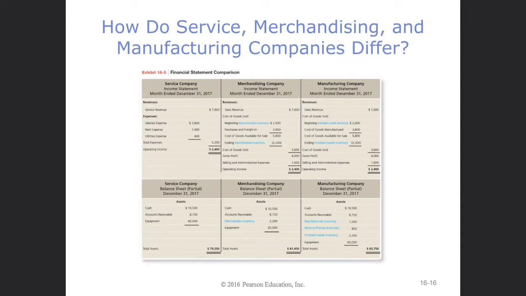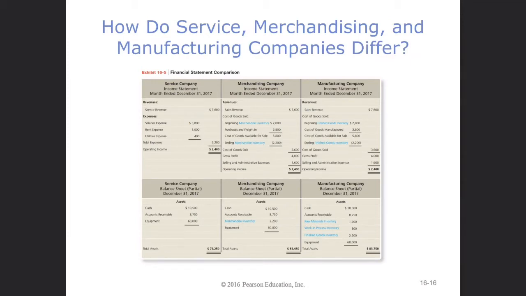So when we're looking at the service company, they have their service revenue on their income statement, and then they have all of their expenses listed out. So they've got their salaries expense, rent expense, utilities expense, and then taking their revenues minus their expenses gives them their operating income.